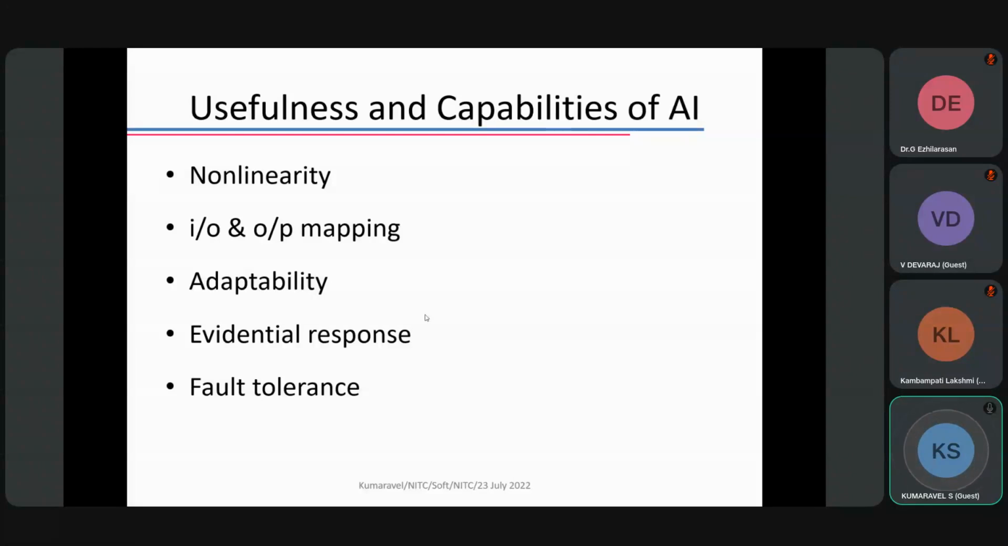You take a motor, non-linear. You take a power converter, non-linear. Everything is non-linear in electrical. If you go for a controller, we go for a PI controller. You know how tough it is to control a non-linear system using a linear controller. It is very difficult. But if you design an AI control, it can handle a non-linear system effectively. That is one of the usefulness and capabilities of AI. It treats a non-linear system as such.